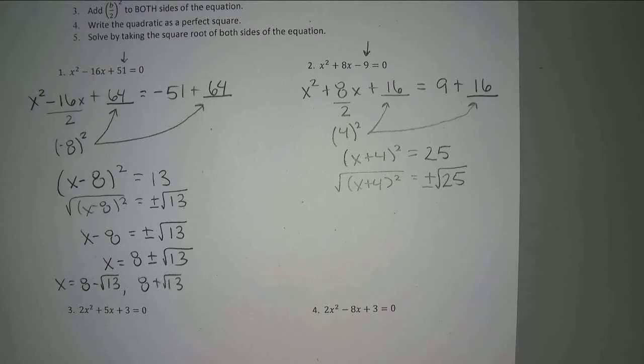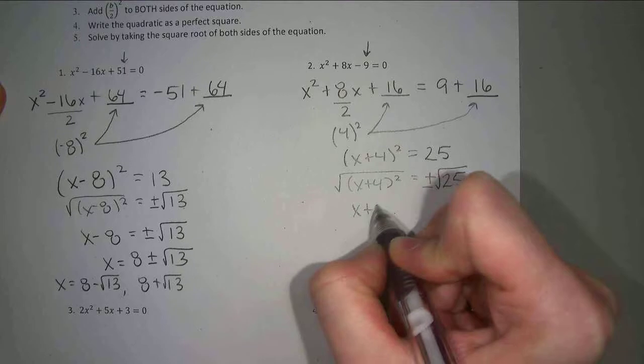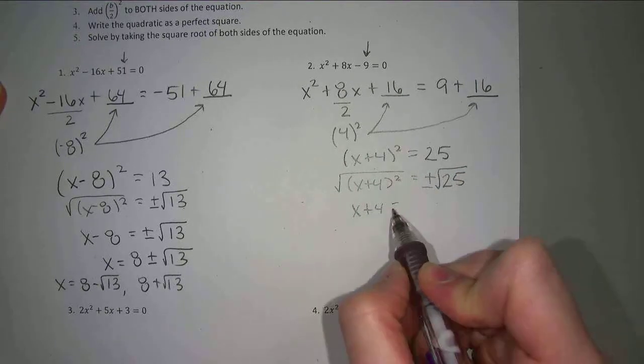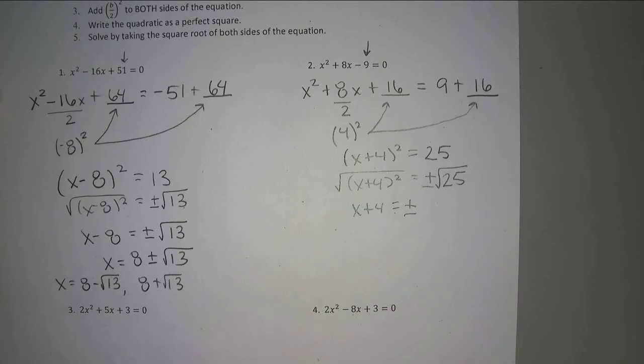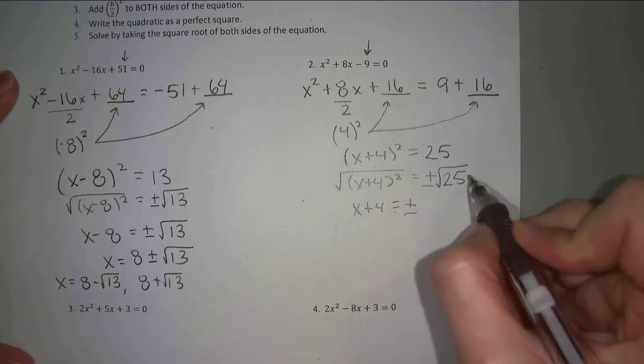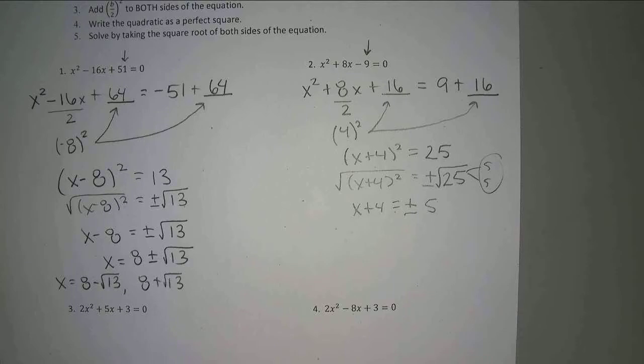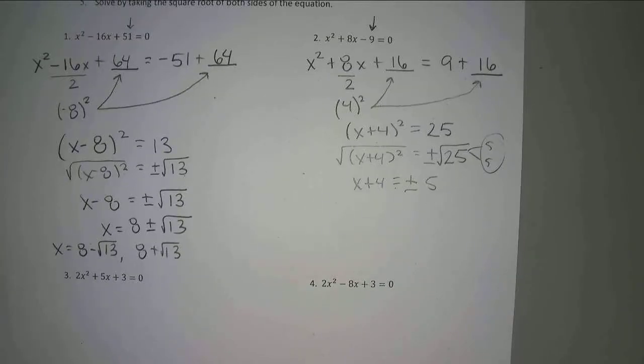On the left-hand side, your square and your square root always undo each other, so whatever's under there pops out, okay? From the left-hand side, x plus 4 is going to pop out, because squaring and square rooting are inverse operations. On the right-hand side, we have plus or minus what? 5. 5, exactly, because the square root of 25 is just 5.